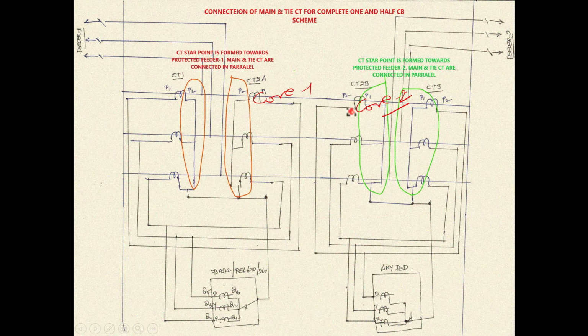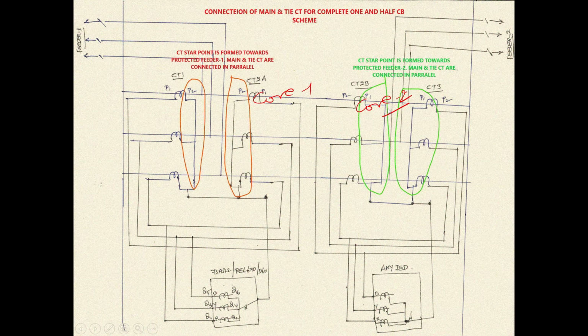So for this core 2 of tie bay, if you see here, its star point now will be formed towards P1 side. Why the star point is formed towards P1 side is because for this particular core of the tie bay, your protected feeder is here. This is protected feeder 2, and this particular CT sees this feeder on its P1 side. That's why you have to form the star point on P1 side.